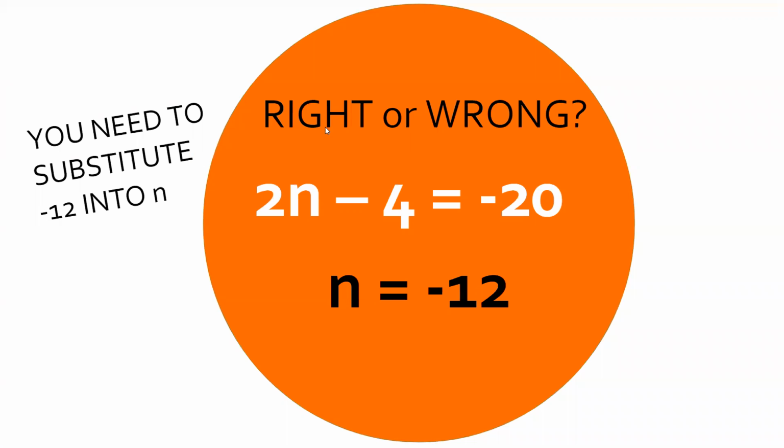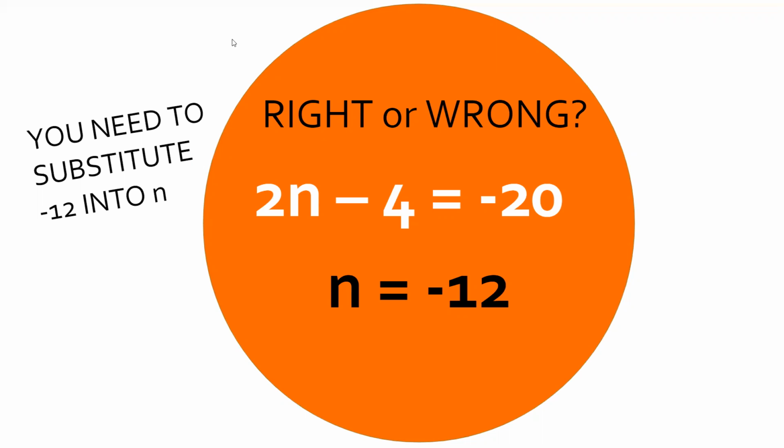So now we have the question, is this right or wrong? N equals negative 12. We're checking to see if this is a solution to this equation here. So we need to substitute negative 12 into n. So we're going to take that negative 12 and we're going to put it into our n. We can do that because it says n equals negative 12, which means they're the exact same thing. It doesn't matter if I say n or if I say negative 12, they have the same exact meaning.